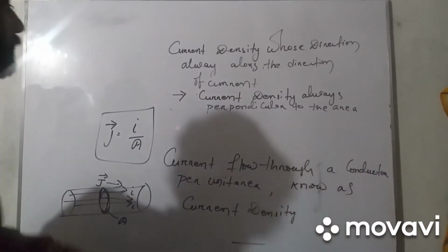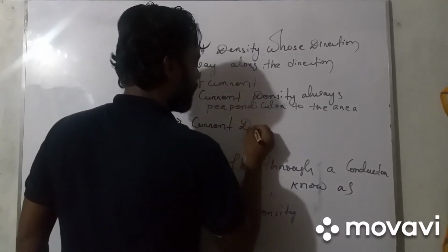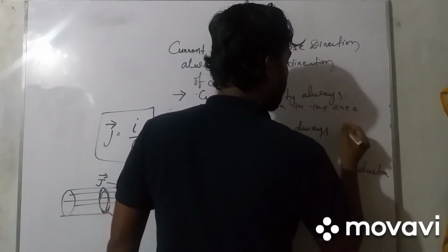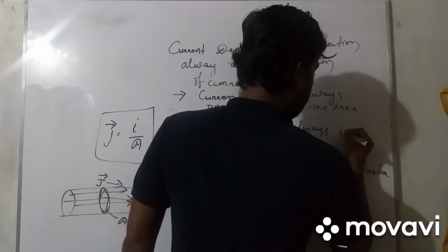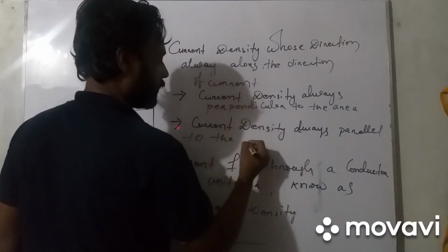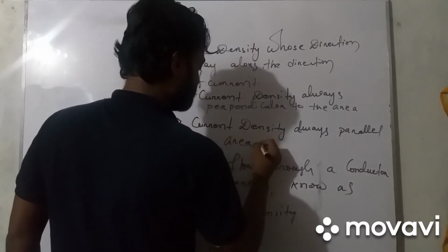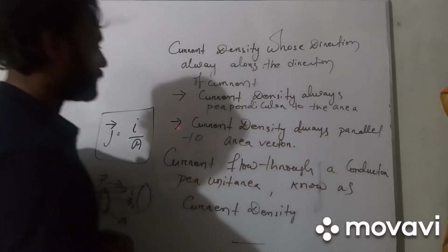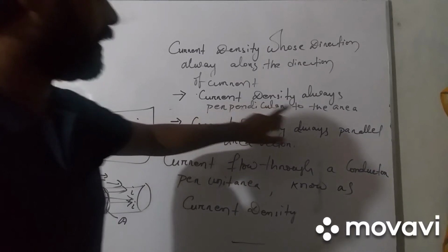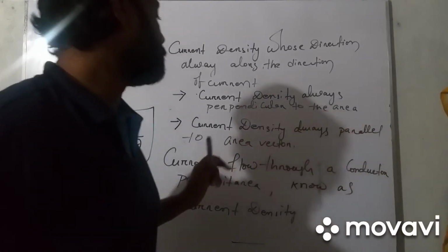But the third thing is, current density is always parallel to the area vector. So this is the area and this is the area vector. This is the perpendicular, this is the parallel. That means what? That means current density is always parallel to the area vector.